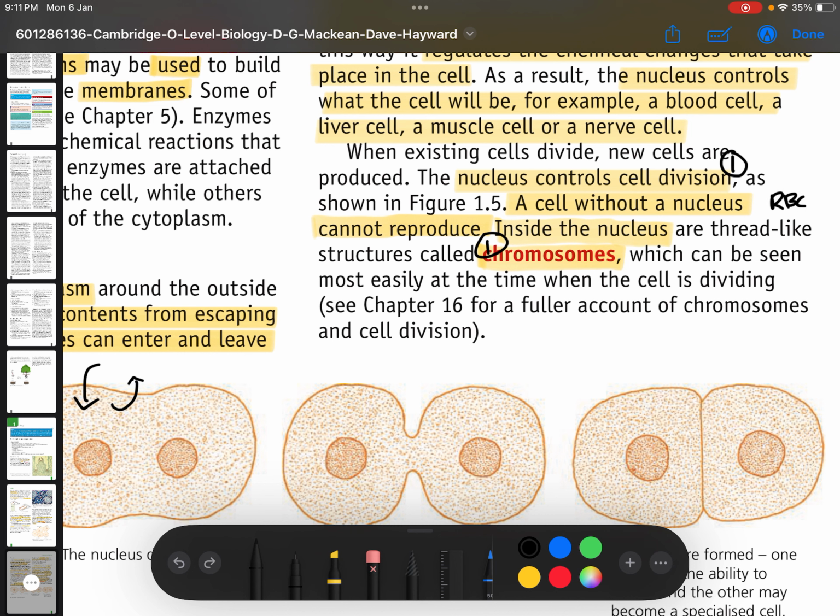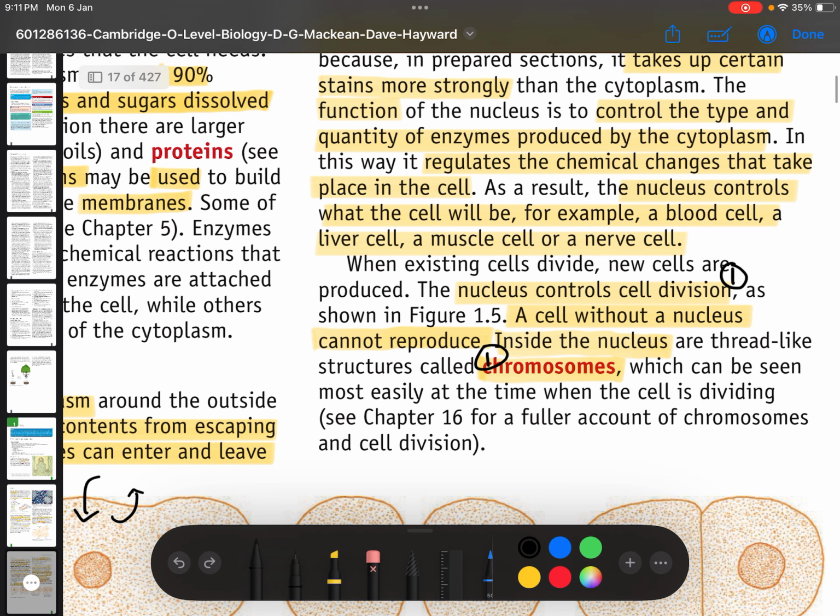And why is that? Because they do not have a nucleus, and the nucleus is required for cell division. So basically this is one of the functions. One of the secondary functions as well is that the nucleus controls what the cell is going to become in the future, whether the cell will become a blood cell, a liver cell, or a muscle cell. These all types of cells are different and act different, they look different, their functions are different. And who decides what the cell is going to become? It's the nucleus. The nucleus decides what the cell is going to become.